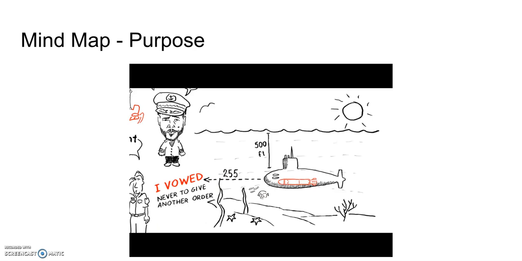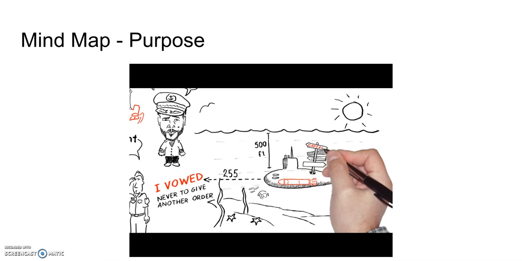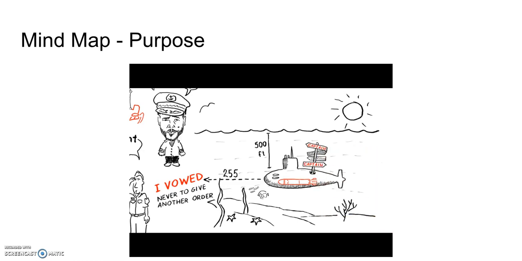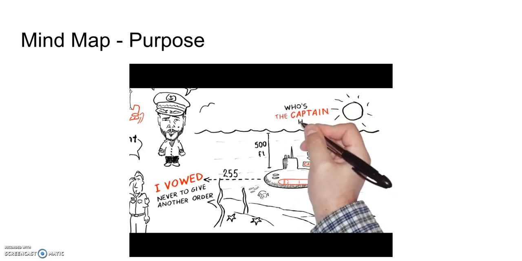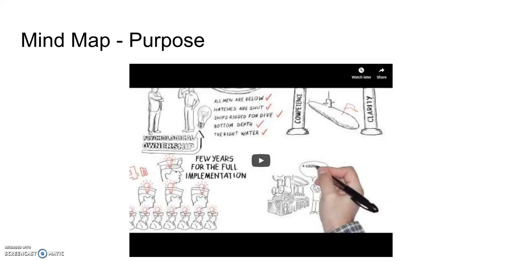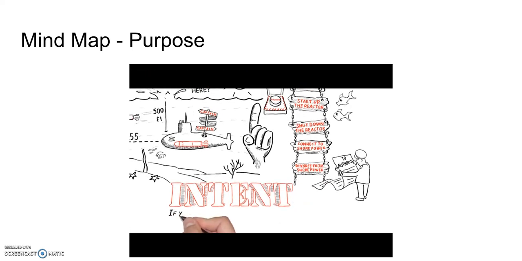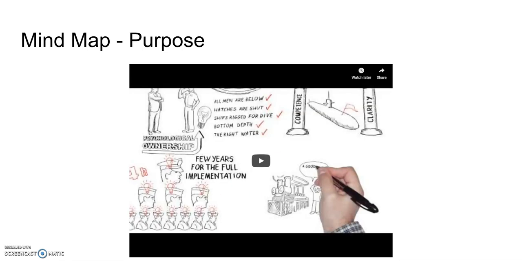So at that point, I vowed never to give another order. And if you came down on my submarine, it would have been very confusing, because you couldn't have pointed. It would have been hard to say, well, who's the captain here? Because you wouldn't have seen me giving orders. What we replaced it with was intent. Instead of giving instructions, if you want your people to think, don't give instructions, give intent.